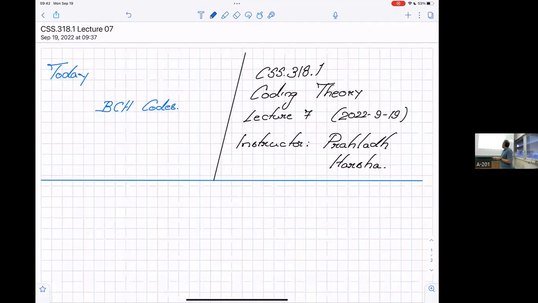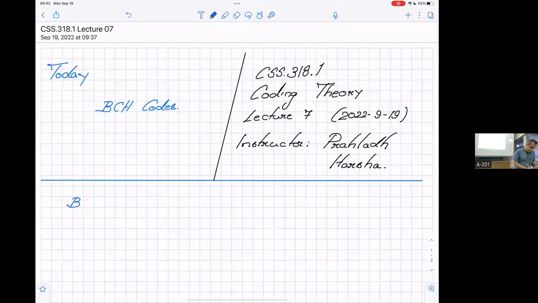Okay, let's get started. Welcome to lecture 7. So what we'll do today is discuss the BCH code. We introduced the BCH code last time. What we will see is more properties of the BCH code, and analyze its rate and distance in more detail.